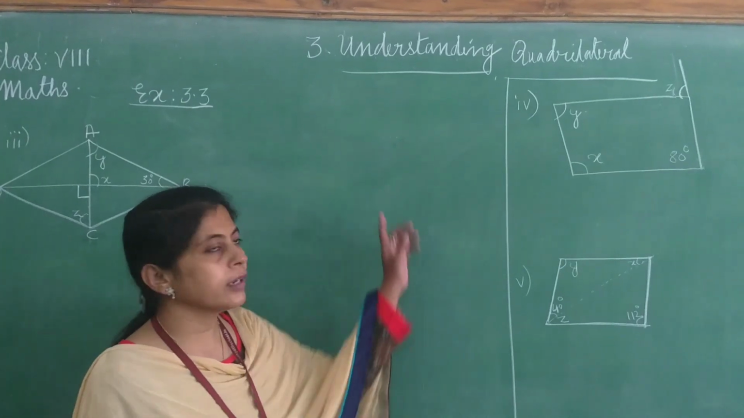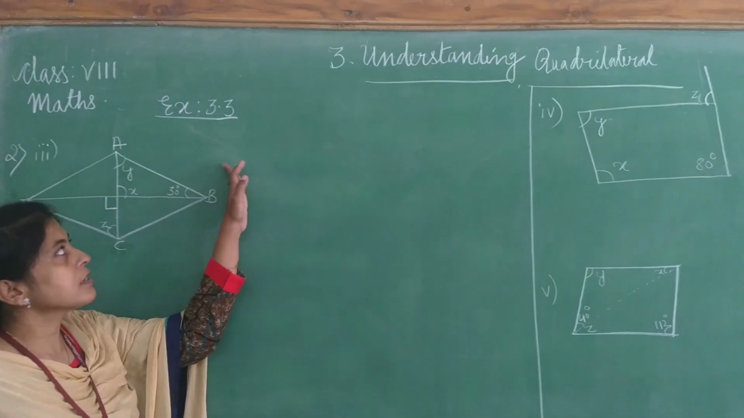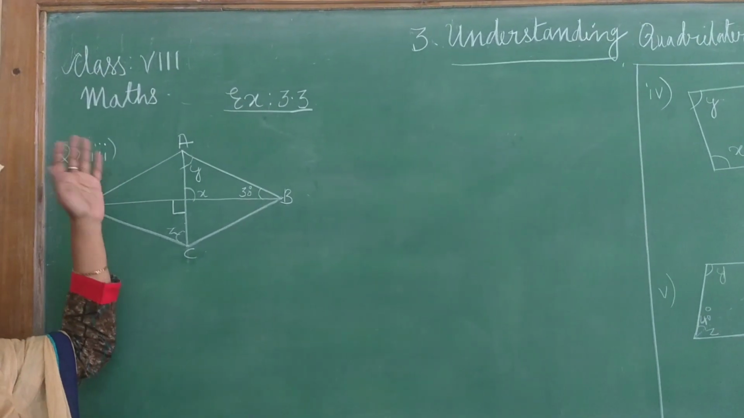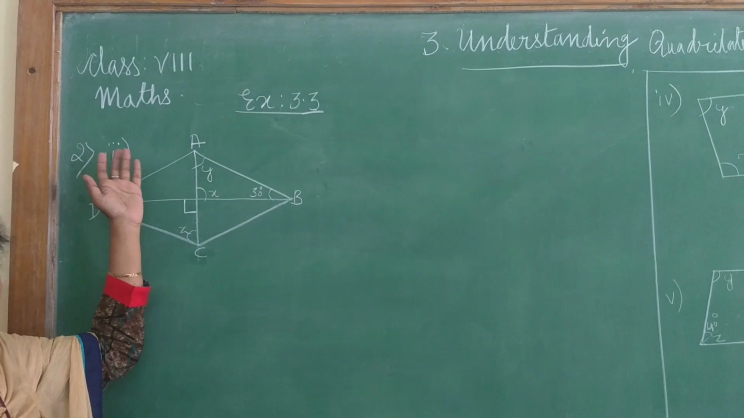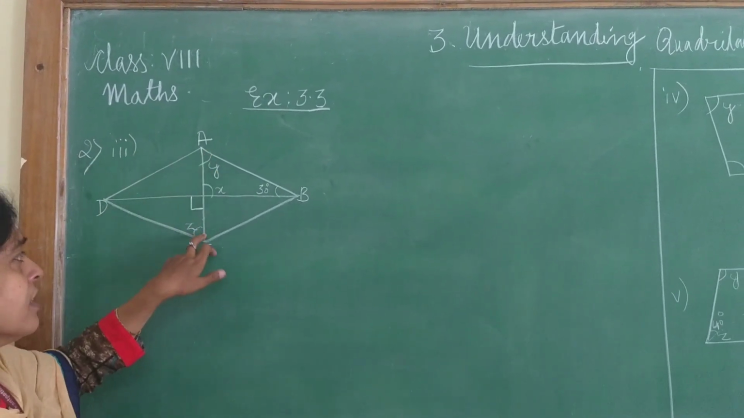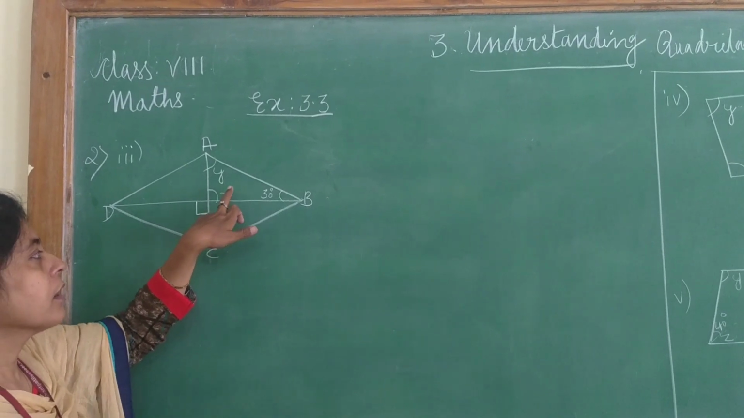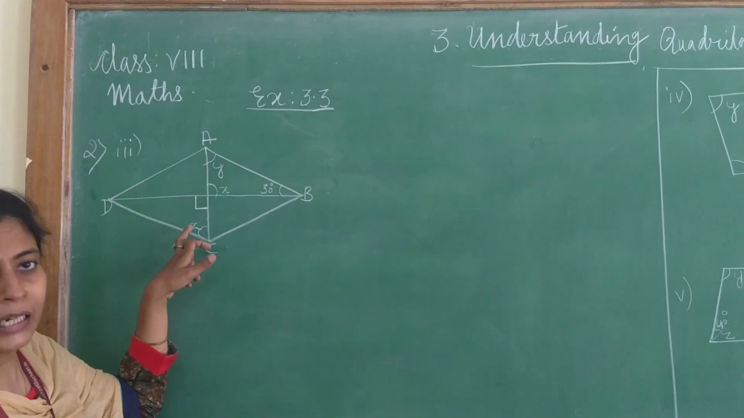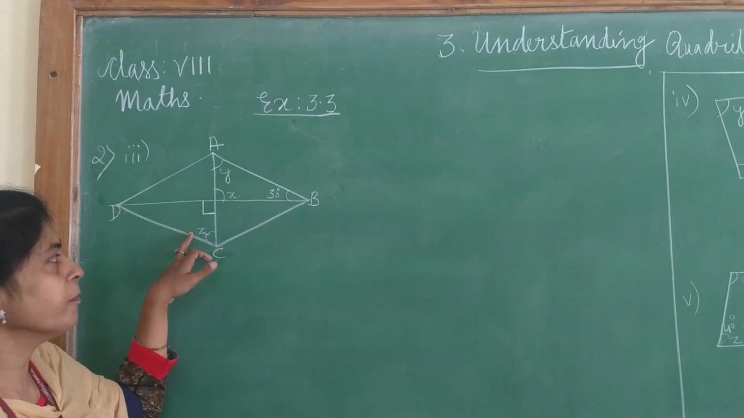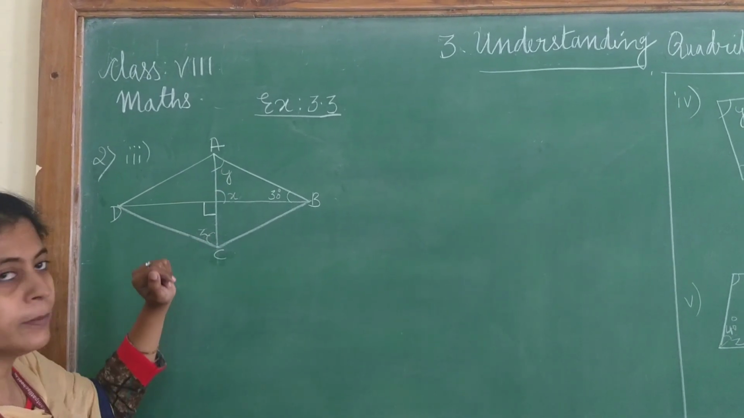Let us continue understanding quadrilateral exercise 3.3, second bit, third question. As in the last video we have solved the other two, so let us solve the third one. In this also we need to find x, y and z. These three are the unknown angles. We need to find them, so let us find them one by one.